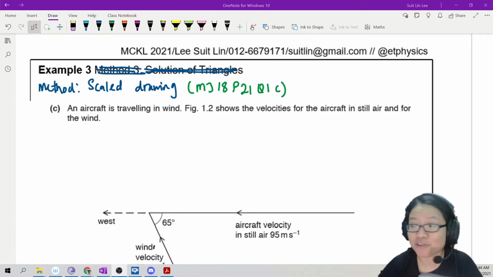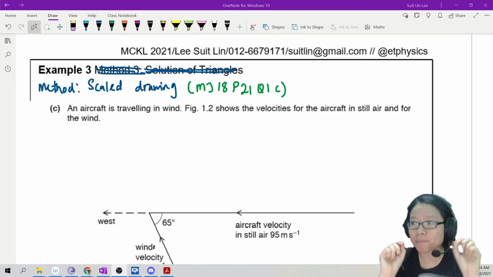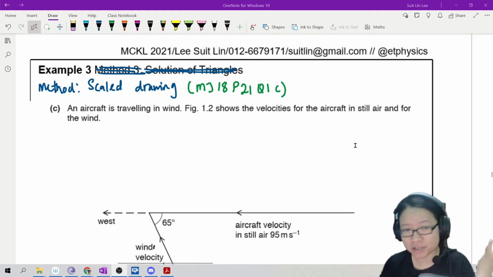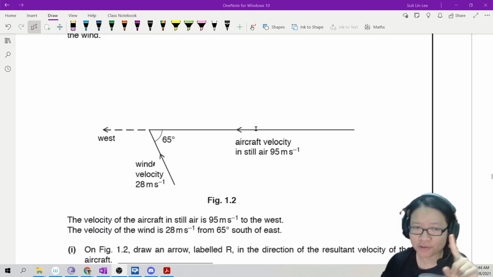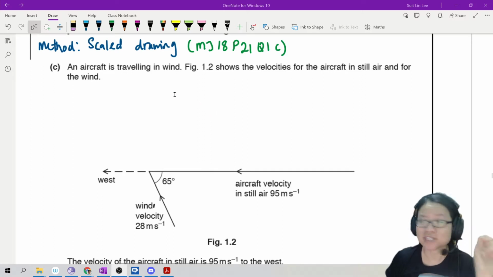So sometimes your vectors are not parallel, and when they are not parallel, you cannot just add and subtract their magnitudes. For example, you can look at this drawing here. You have two vectors, they are not parallel. So what to do? Okay, so there are a few methods to solve this problem. I'm going to start with the first one, which is scaled drawing.